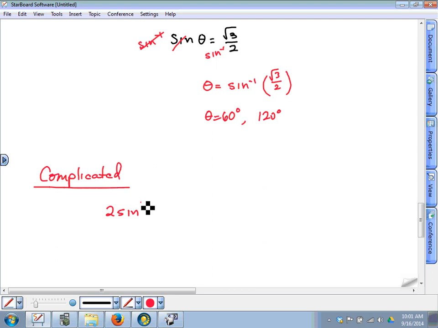2 sine squared theta minus 1 equals 0. Same directions though, we're only solving for theta between 0 and 2 pi. Actually, we don't need to include 2 pi, because 2 pi is the same as 0. Alright, we did tons like this last year. What do you remember?